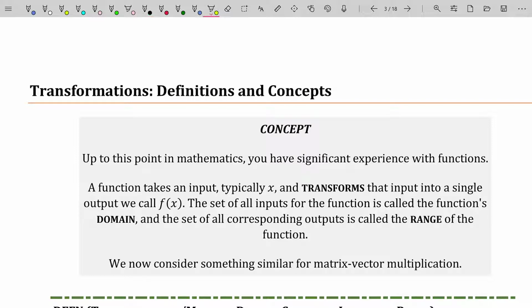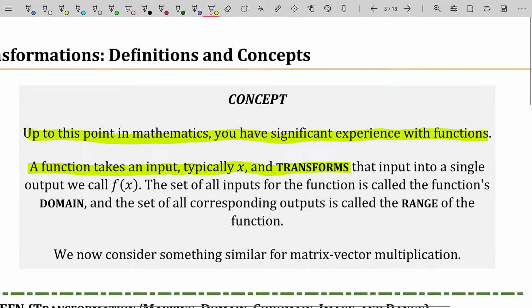Up to this point in mathematics, you have significant experience with functions. Functions are going to be very, very important for our understanding of transformations. A function typically takes an input, x, and transforms, and I'm using that word on purpose here, it transforms that input into a single output we call f of x. Now, something you should note, that value of x that you're plugging into that function, f, is a single value in the real number system.